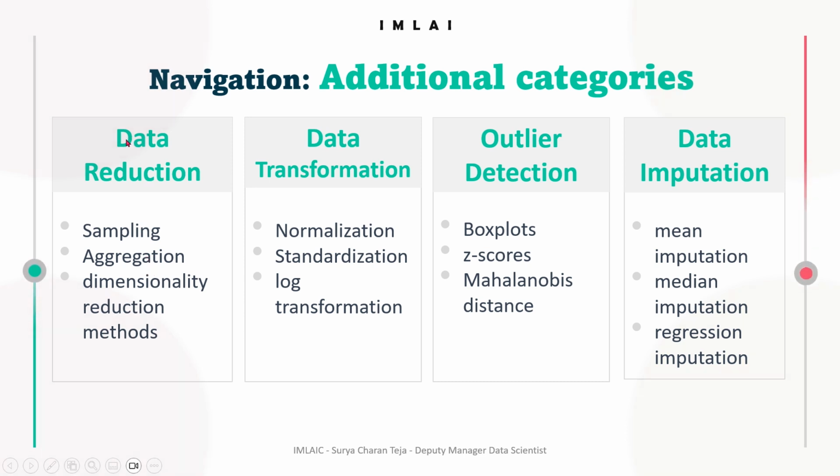In data reduction, we have techniques for reducing the complexity or size of data, such as sampling, aggregation, and dimensionality reduction methods. Those are the techniques we'll be covering in the data reduction category.